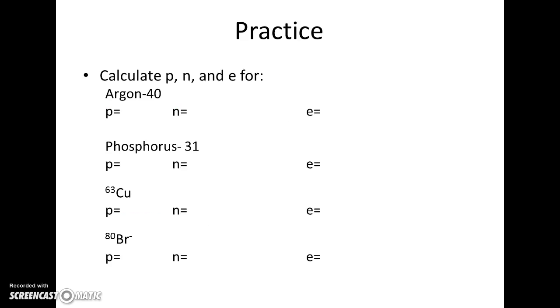Okay, so you'll see here there's a couple different ways of writing it. When we write argon 40 like that, what we mean is that 40 is the mass number. Okay, it has to be because argon's atomic number is 18. So what I'd like you to do right now is pause this and try to figure out the numbers of protons, neutrons, and electrons in each of these isotopes. Note that bromine is actually bromide because it's an ion. So pause and try these.